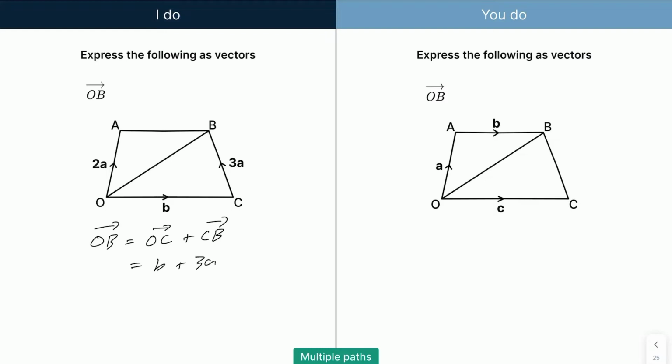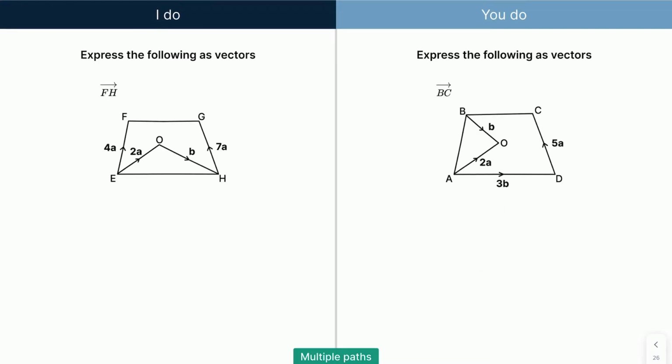Now again, hopefully you've pressed pause and had a go at this, and you've noticed, well, I can't quite go down this way because I don't really know what this is. Can't go down this way either, don't know what that is, but I can see I can go down this way, so I'm just going to use that one there. So that's going to be O to B, which is going to be O to A first, and then A to B, which becomes A plus B.